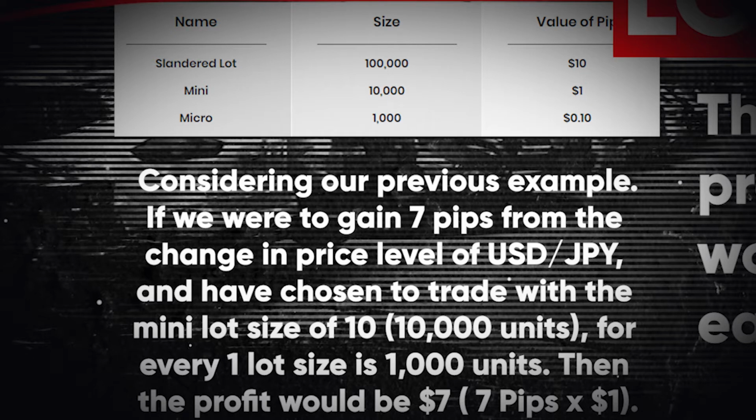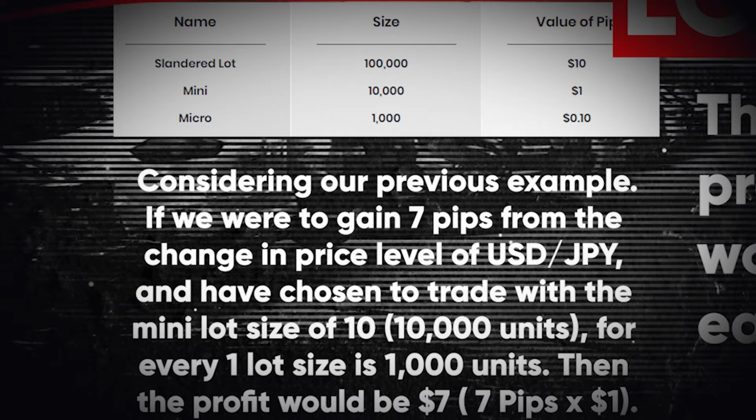For every pip increase or decrease, that would be a difference in value of $10 per pip. So if you were going to go up by 7 pips, it would have been $70. If you were going to go down by 3 pips, you would have lost $30, and so on.